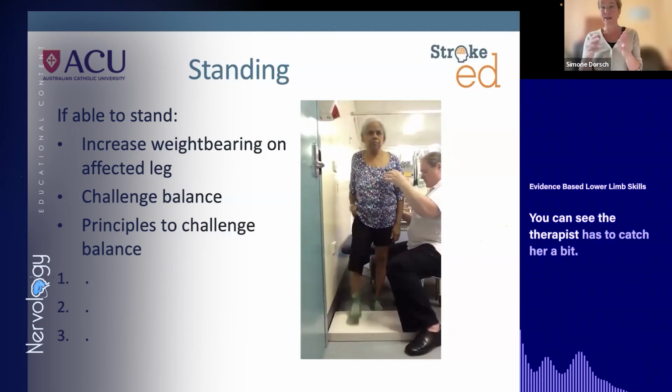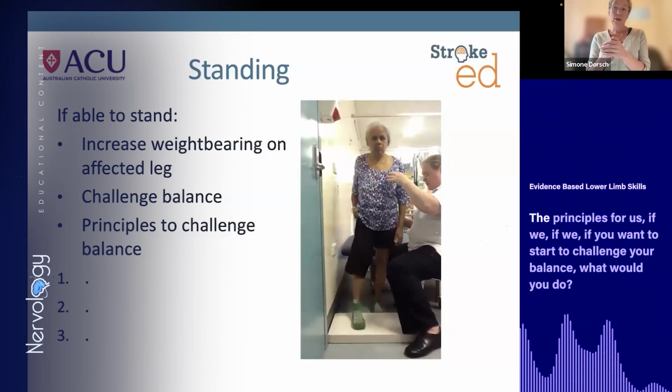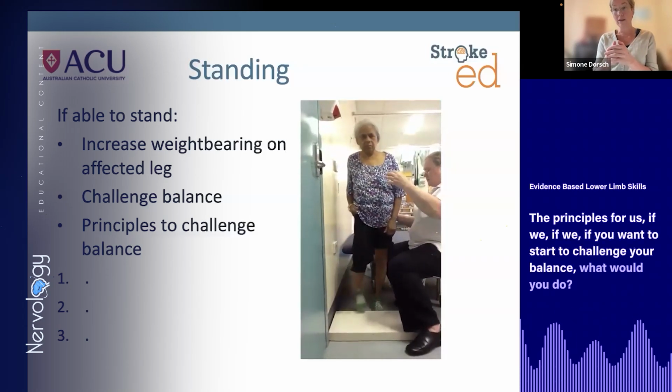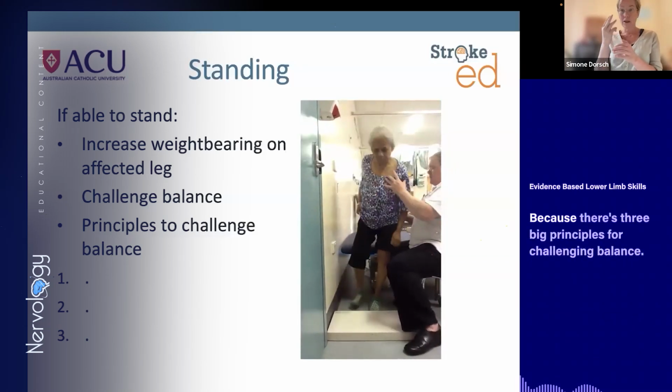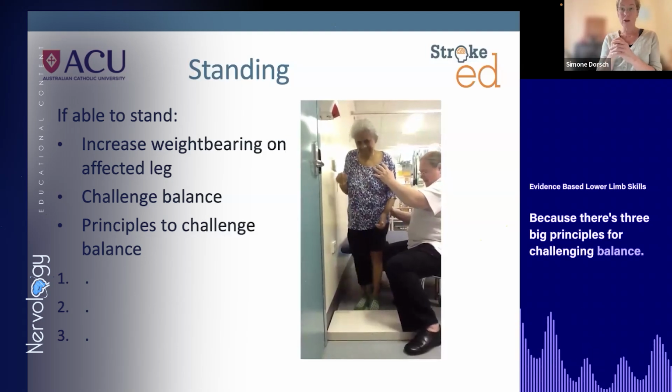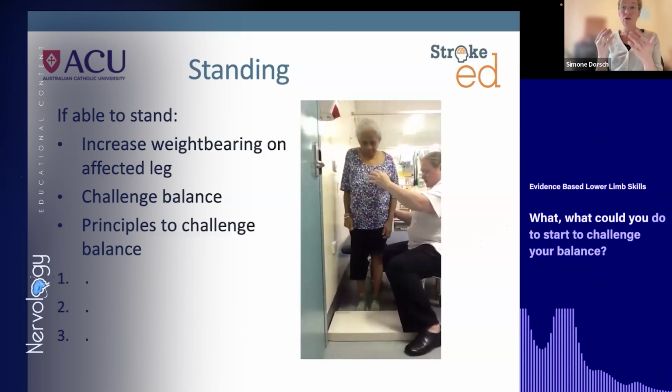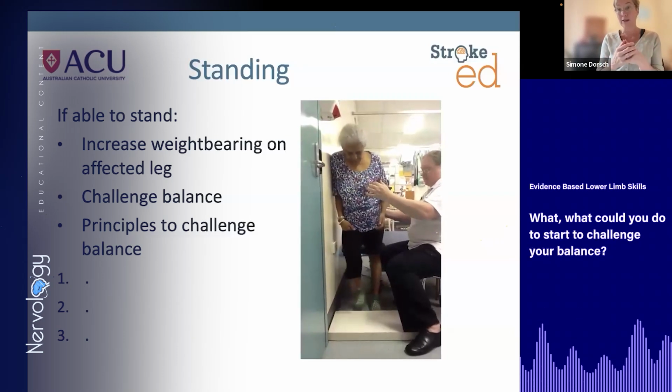You can see the therapist has to catch her a bit. The principles for us, if you want to start to challenge your balance, what would you do? Because there's 3 big principles for challenging balance. And so we're identifying them. What could you do to start to challenge your balance?